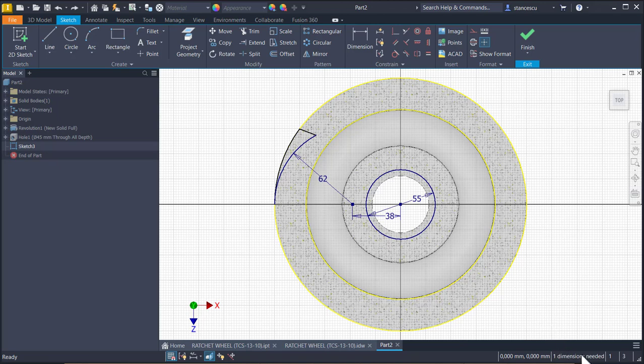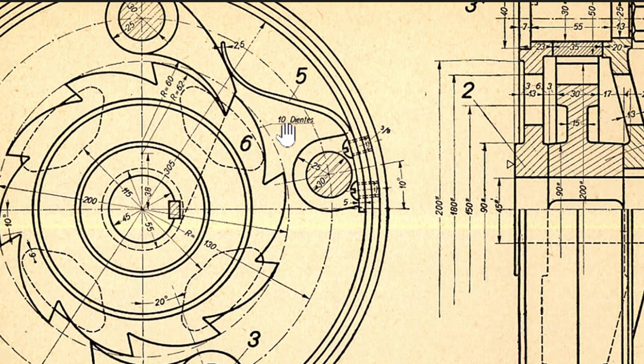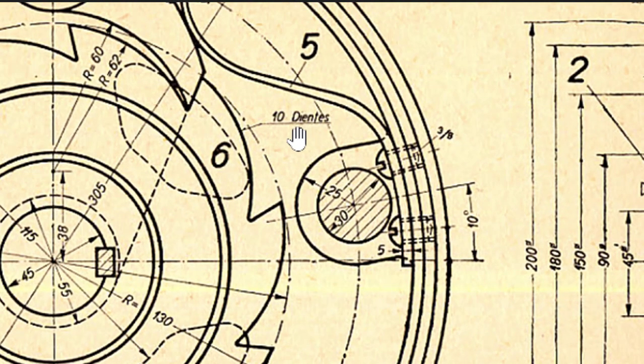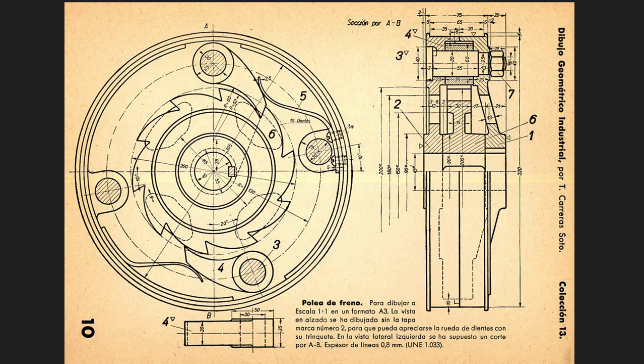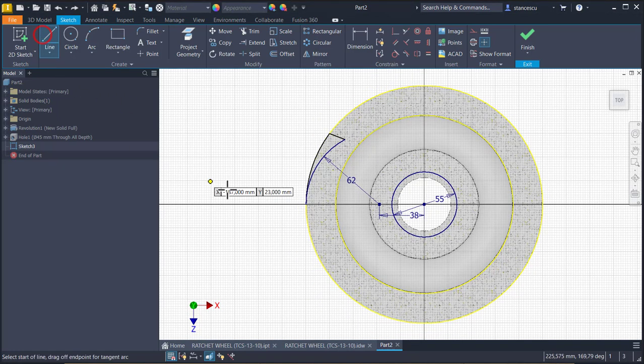One dimension needed. Why? Because you see somewhere here that this ratchet wheel has 10 dintes. In Romanian is dinți. In English is teeth. We have to apply that angle. 10 teeth means that the angle is 360 divided by 10. We draw two lines.